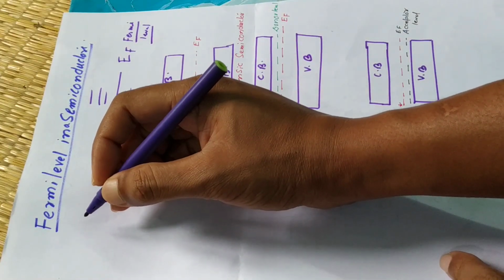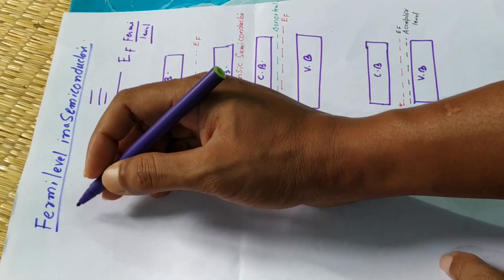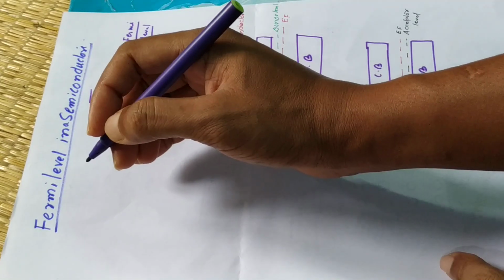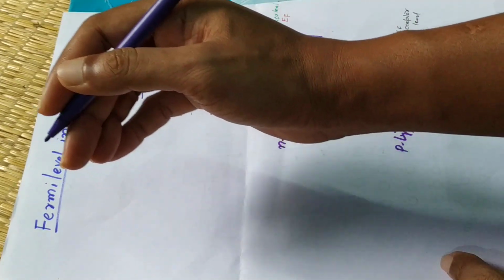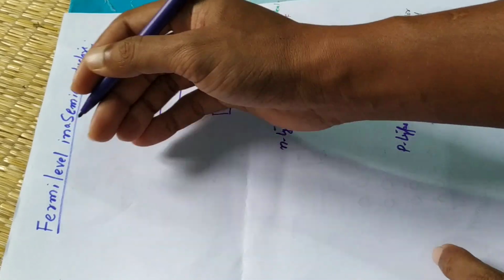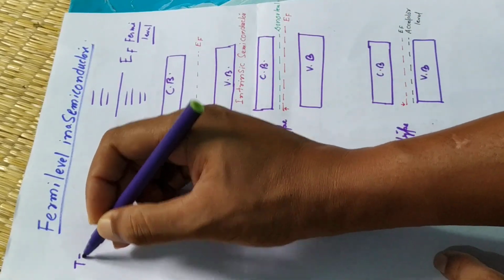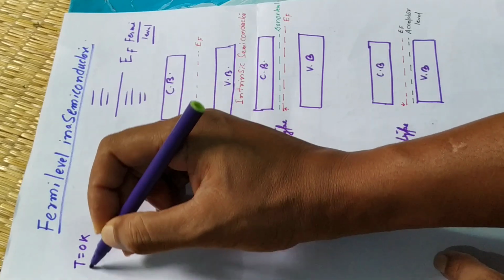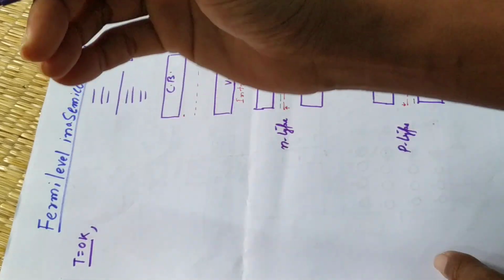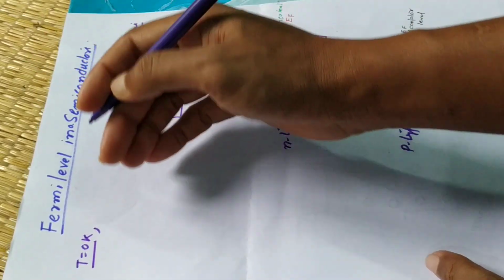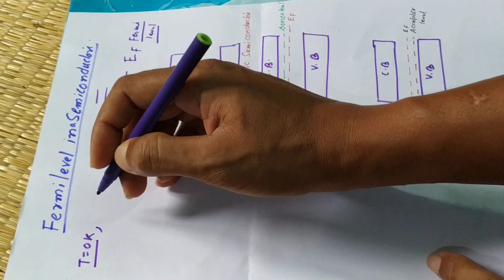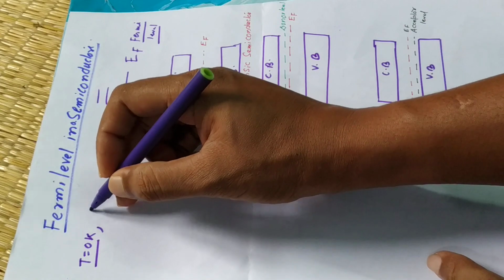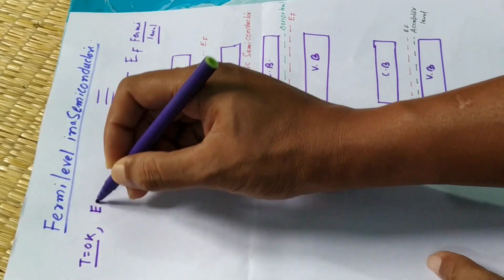Today my topic of discussion is the Fermi level. What is the Fermi level? It is the highest filled energy level at T equal to 0 Kelvin, and the energy corresponding to that level is called the Fermi energy, and the Fermi energy is represented by EF.